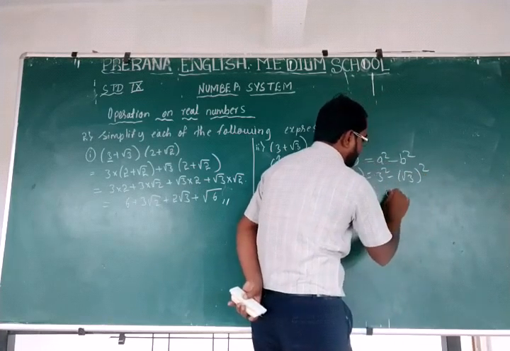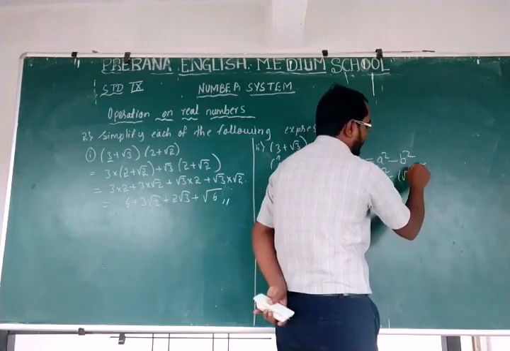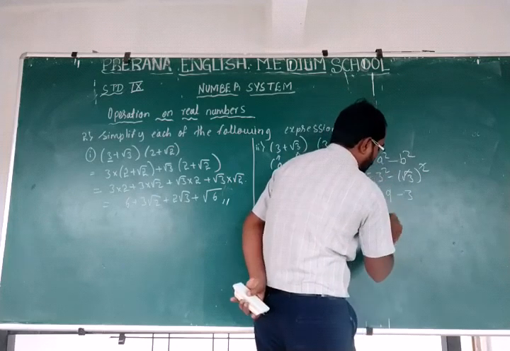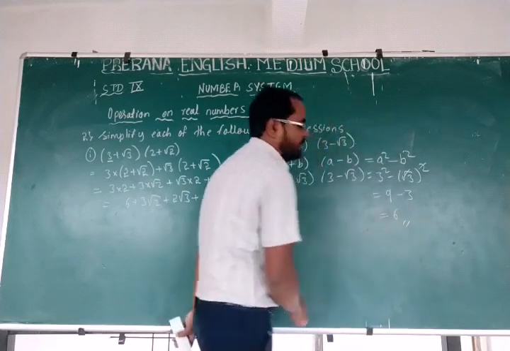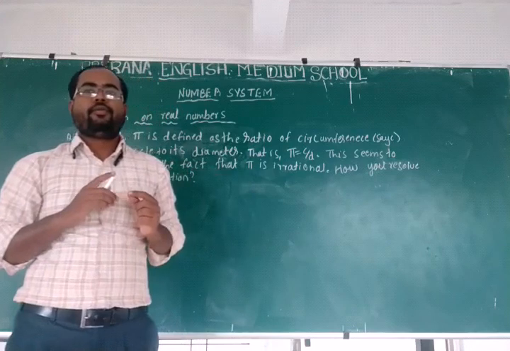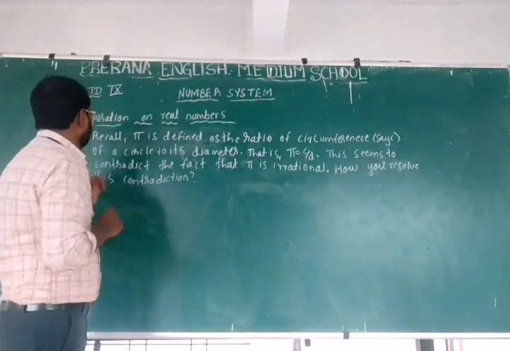So 3 square is 9 here. Here square and square root get cancelled, minus 3. So the value will be 6. Now we'll solve the next question.